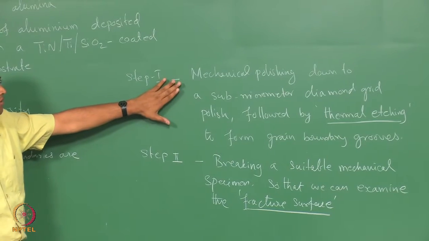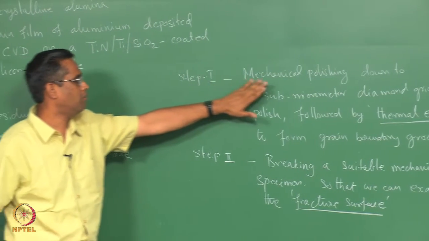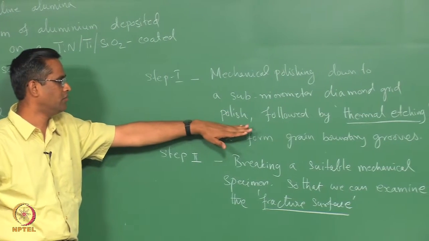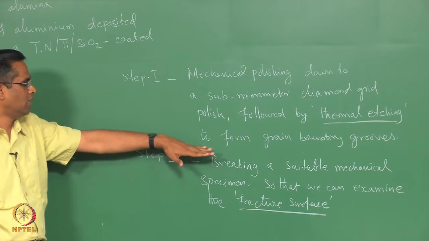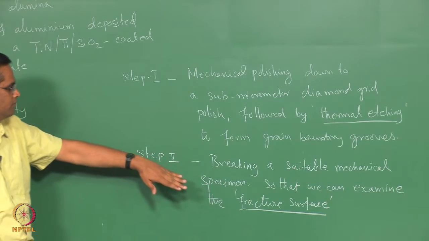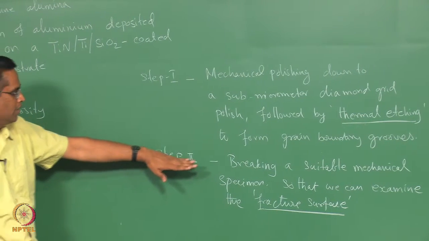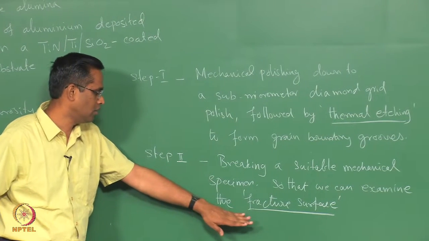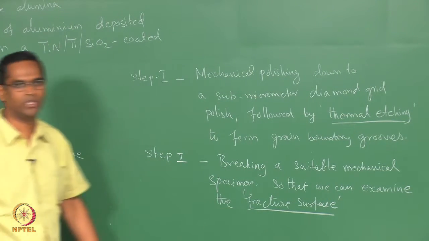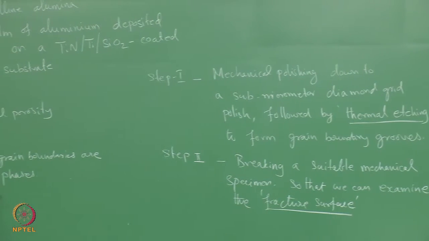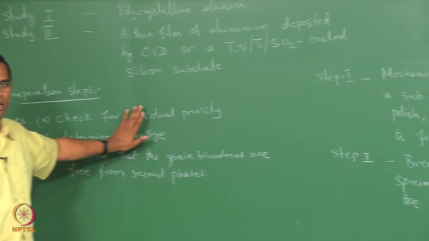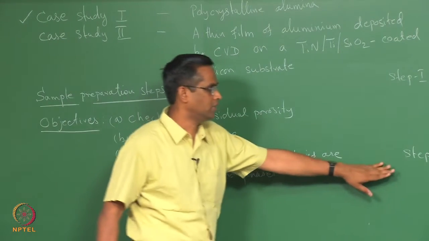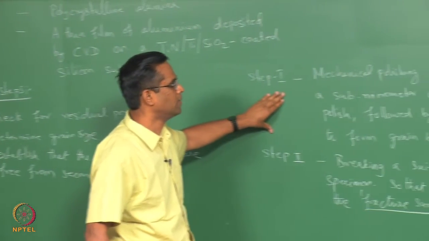The first one is very conventional and standard: mechanically polish down to a sub-micrometer diamond grit polish followed by thermal etching to form grain boundary grooves, or you can break a suitable mechanical specimen so that you can also analyze the fracture surface. From there also you can get this kind of information. You can examine these objectives on the fracture surface as well as on a polished surface.